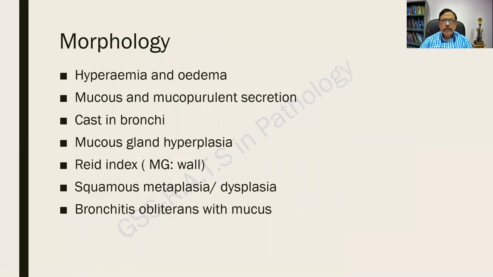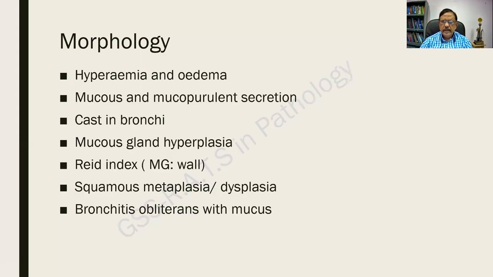What are the features of chronic bronchitis? You find that there is marked hyperemia and edema. Hyperemia is congestion and edema is swelling. There is mucus or mucopurulent secretion. Sometimes the bronchi themselves may be filled with such a secretion causing a cast. A cast is an outline of the entire structure. Histologically, there is a hyperplasia of the mucus glands.